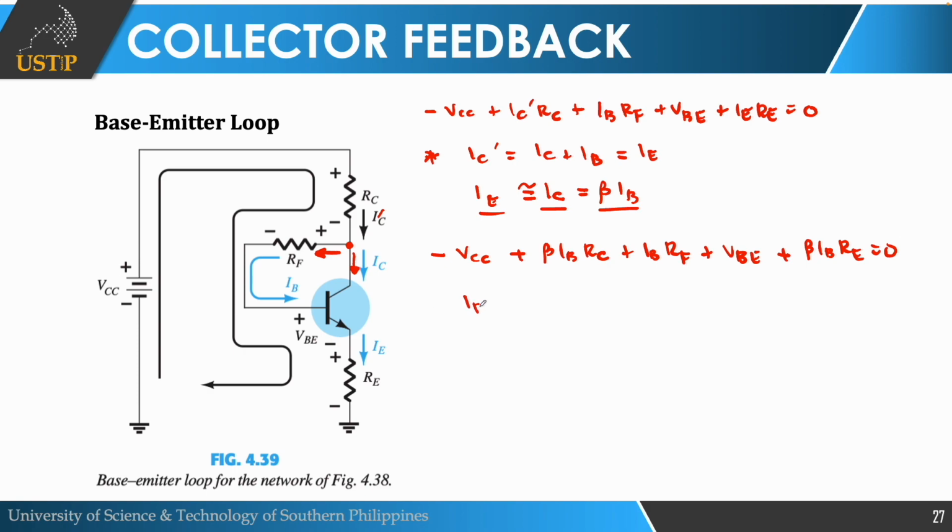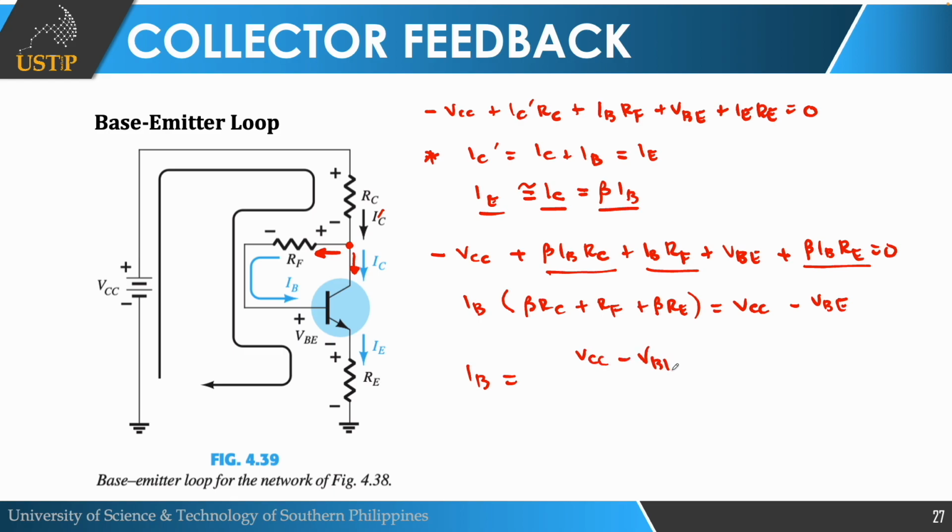Okay, so we factor out IB. We can get beta RC from here, and then plus RF, and then plus beta RE. Then transpose VCC minus VBE. Then the final expression is given by VCC minus VBE all over RF, and then factor out beta because it is common. We have RC plus RE. So this is your final expression for your base current for the collector feedback configuration.